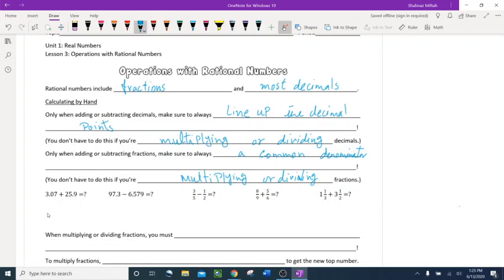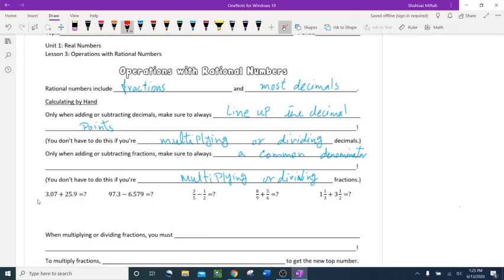Okay, so these are all the examples of whatever we just talked about on the top, and I will go back and refer to what we have on the top, guys. 3.07 plus 25.9. If we are adding decimals without using a calculator, what do we do? When we add or subtract decimals, make sure to always line up the decimals. So I'm going to line up the decimals.